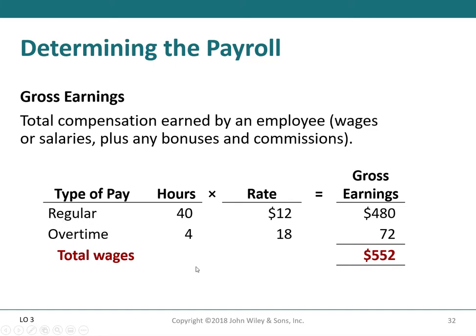Let's say this employee worked 44 hours in this pay period. You're paid regular pay for the first 40 hours you work in a week. This person earns $12 per hour, so their regular hours are 40. They get $12 per hour, so now their gross earnings are $480.